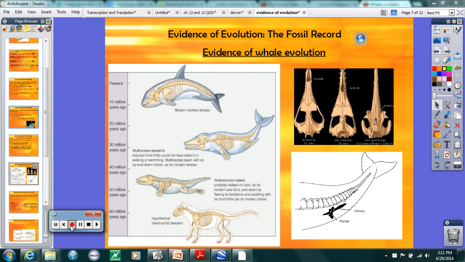So the next video that I have for you is actually evidence of whale evolution and intermediate life forms that show that an ancient ancestor of a whale was found on land and had legs. And they slowly evolved over time to be the modern toothed whale that we know today. And we have evidence of this evolution using fossils.